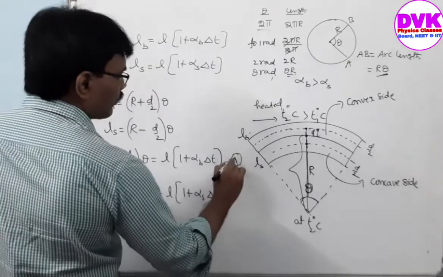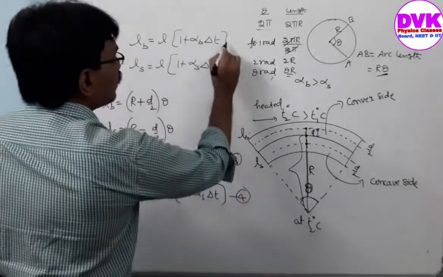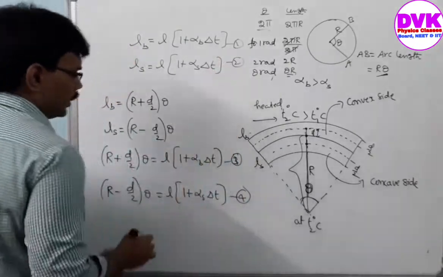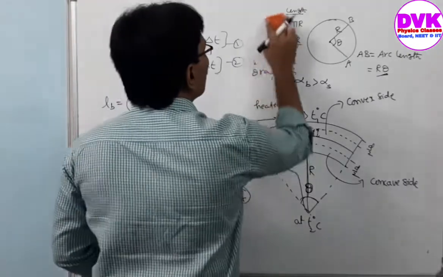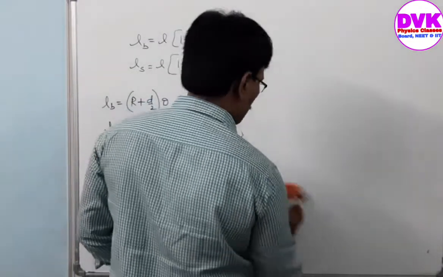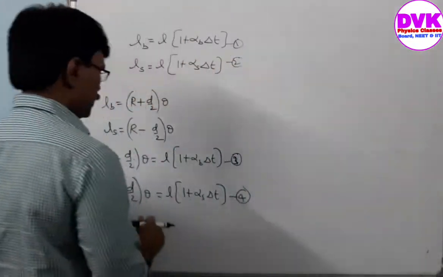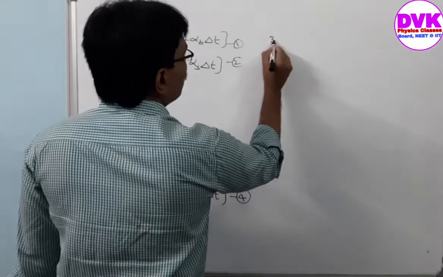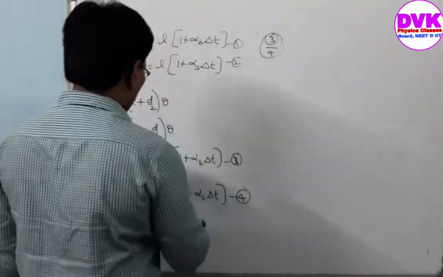Let it be equation number 3 and equation number 4, and 1 and 2. Now you just take the ratio of, okay, now we don't need this figure now. Now it is only simplification. Okay, now take the ratio of equation 3 upon 4.